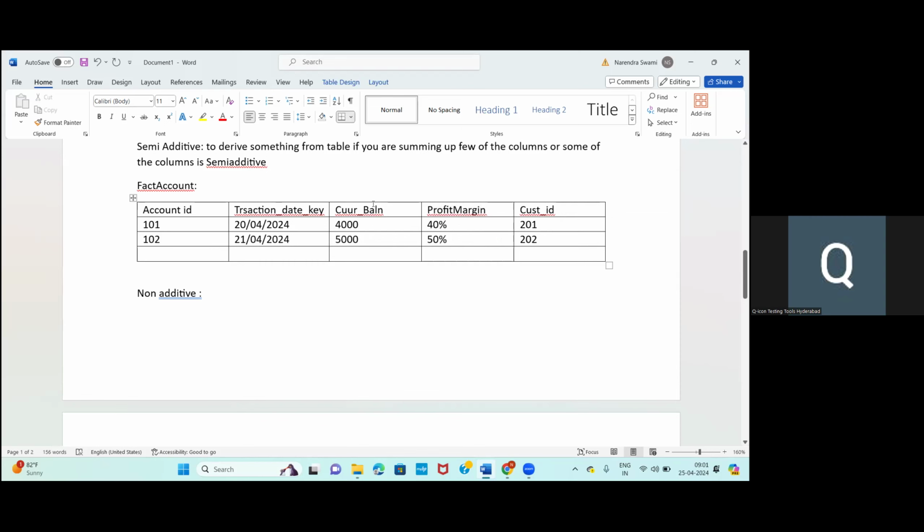So the snapshot fact table, the best examples are semi-additive and non-additive. When we are deriving something, we go with the semi-additive or non-additive. It is the best example for the snapshot fact table, where to derive something we are using only some of the columns of the table, not all the columns. By using those columns only we are deriving something. That is cumulative and snapshot.